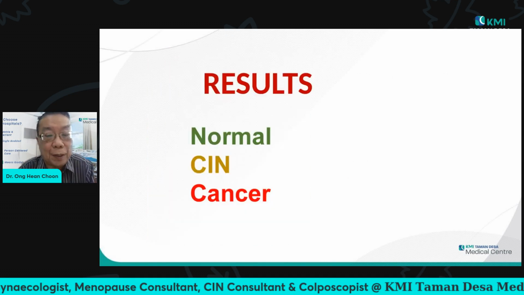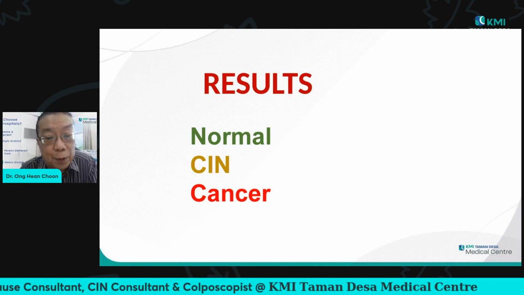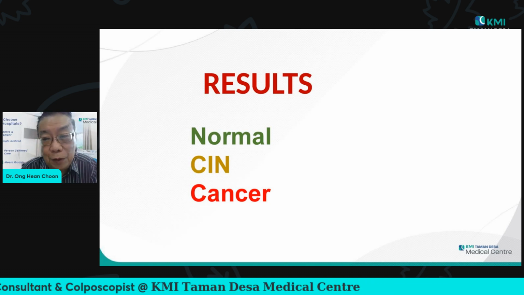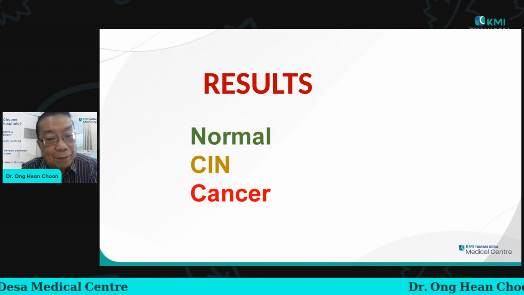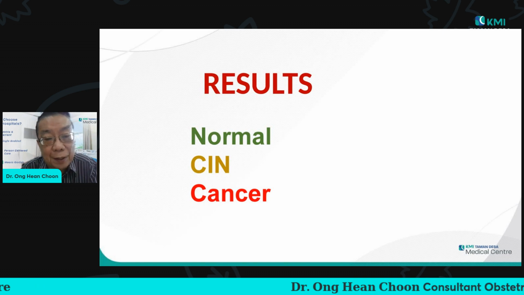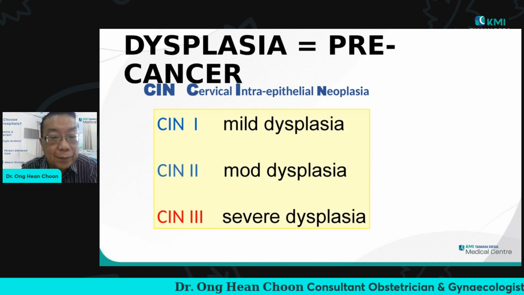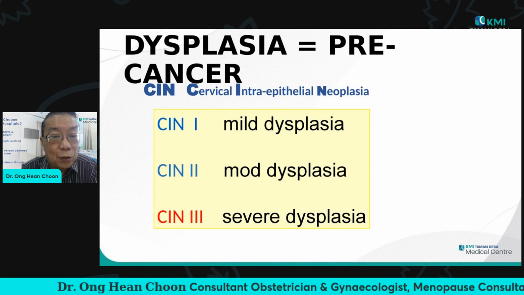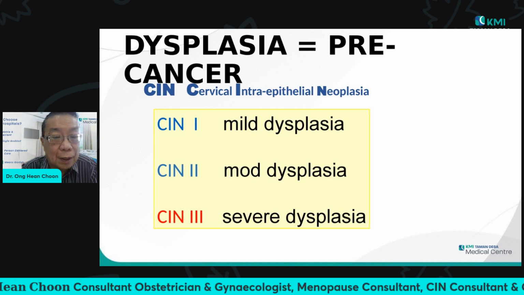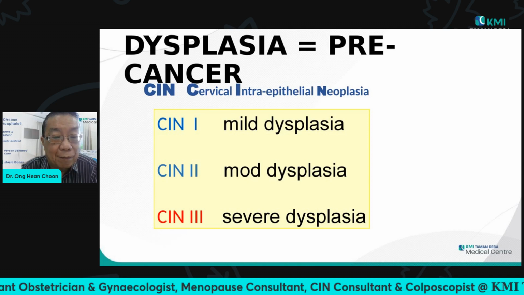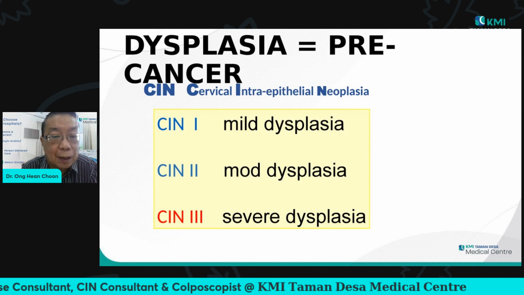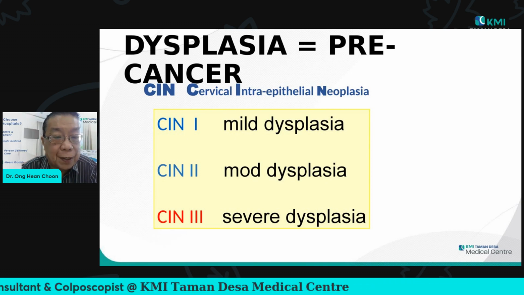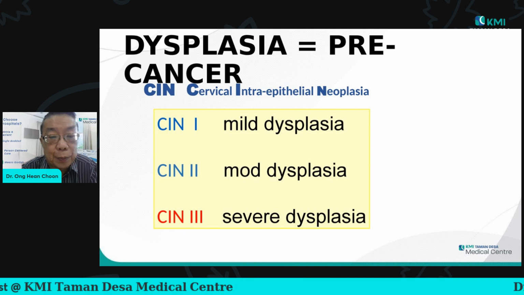When we do a colposcopy and we do a biopsy, the reports will come back and you may fall into one of three categories: normal, CIN, or you have cancer. This will be the final result. When we look at so-called CIN, pre-cancer, the old terminology is dysplasia, but currently we use the term CIN, cervical intraepithelial neoplasia. We divide it into 1, 2, and 3.